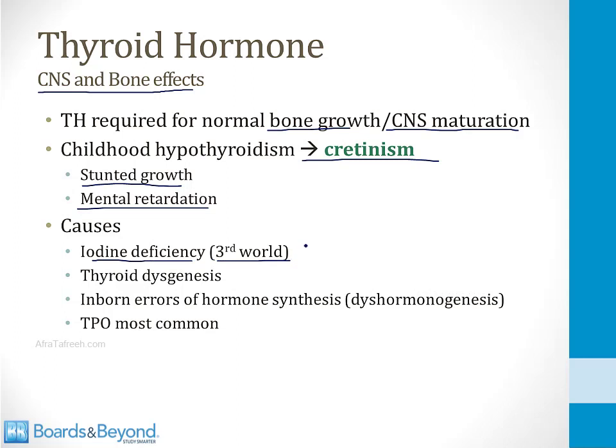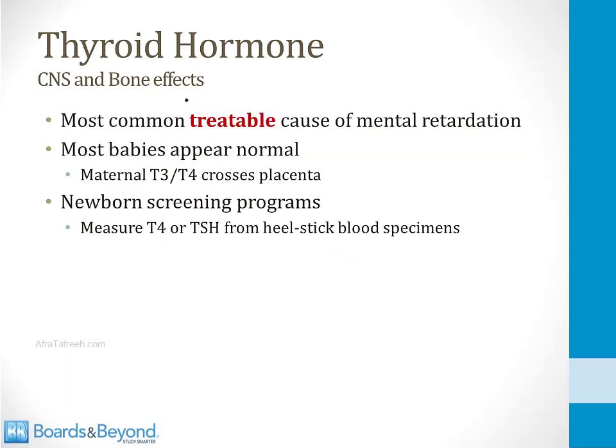Some children are born with an abnormally formed thyroid gland. This is called thyroid dysgenesis, and this can lead to cretinism. And then finally, there are very rare inborn errors of hormone synthesis. This is called dyshormonogenesis. The most common inborn error is an error in producing the enzyme thyroid peroxidase. If you don't have a normally functioning TPO enzyme, then you can't make thyroid hormone, and that can lead to cretinism.